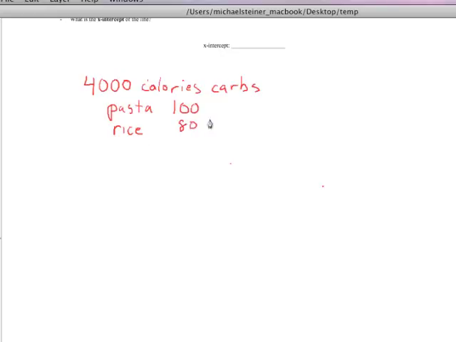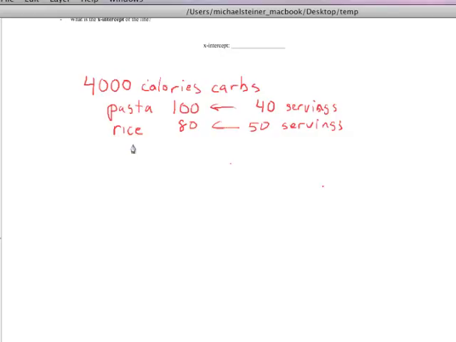Well, right away you can see that if we just did pasta, and we completely ignored rice, we could give our family 40 servings right away. And if we just did rice, this is not a huge mental math leap, we would have 50 servings. So let's look at this graphically.